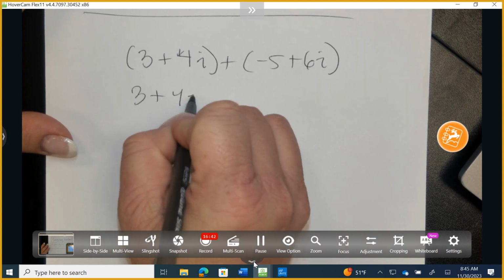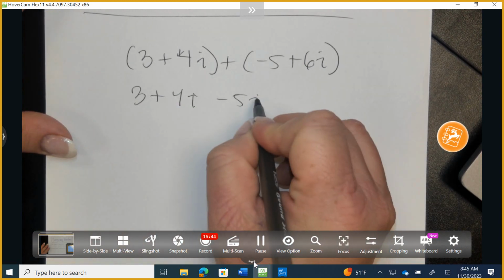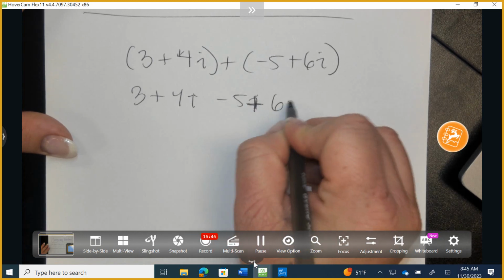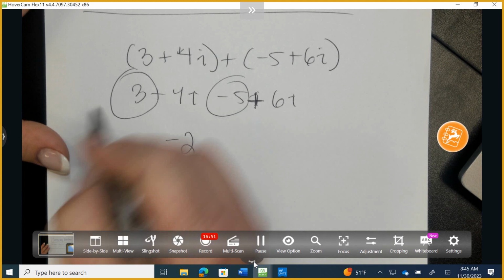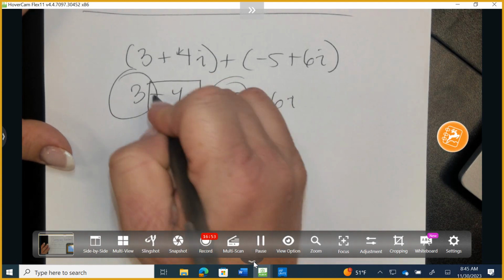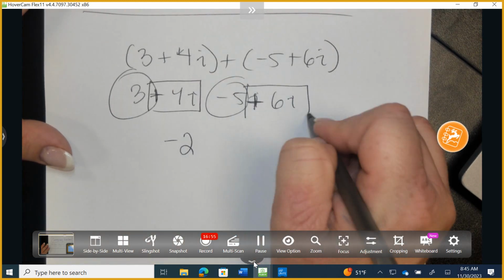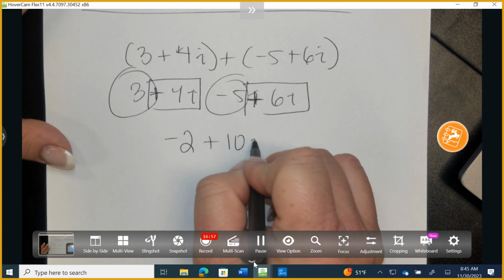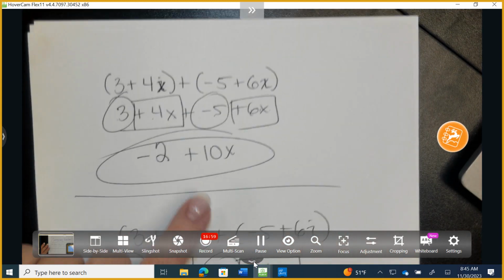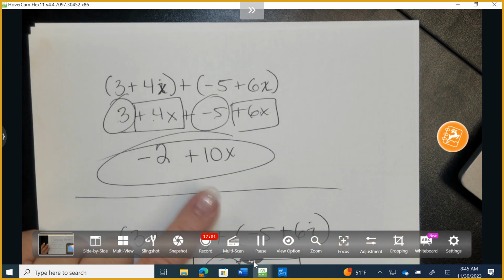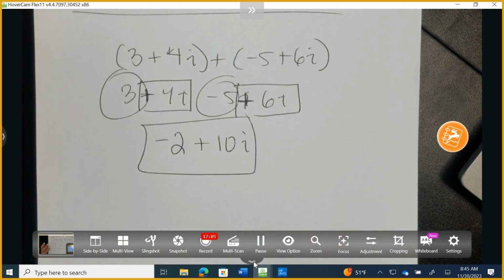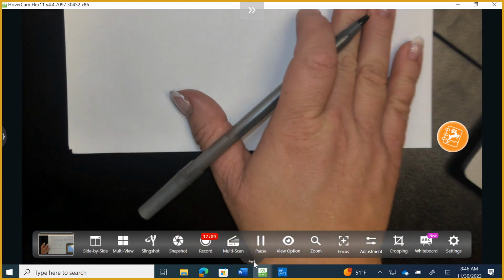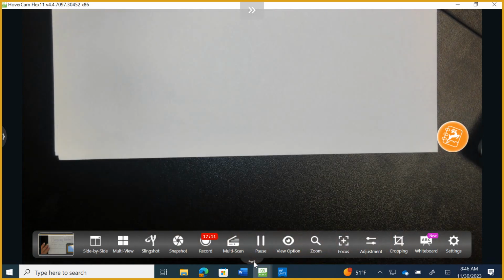3 plus 4i minus 5 plus 6i. 3 and negative 5 combine to give you negative 2. A positive 4i and a positive 6i gives you a positive 10i. It is no different than if I had an x or an i. Please don't talk when I'm talking. You combine just the same way in terms of adding or subtracting. That being said, here's your next problem.